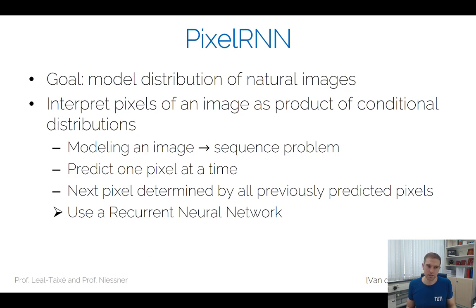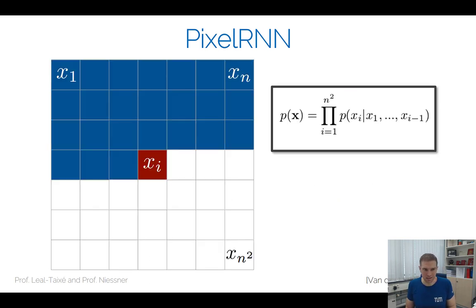PixelRNN suggests, based on the name, what it already says: use a recurrent neural network in order to model this probabilistic prediction, this conditional sequence. In practice, it looks like that. Let's say we have an n squared image, right?